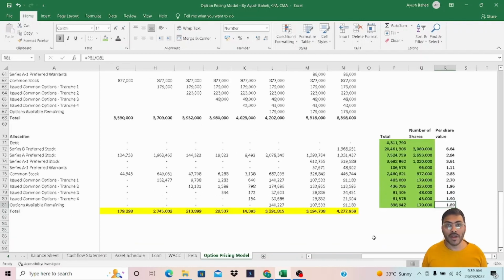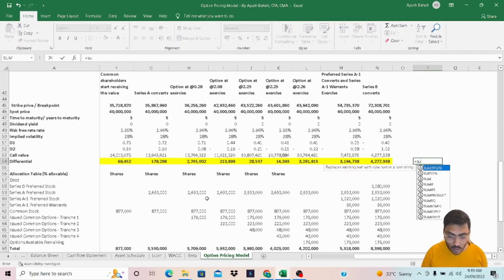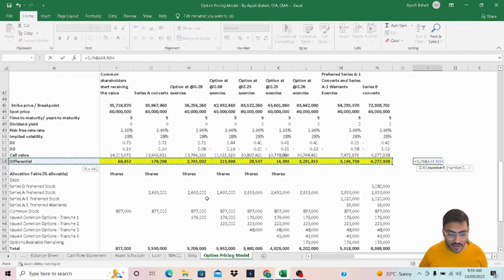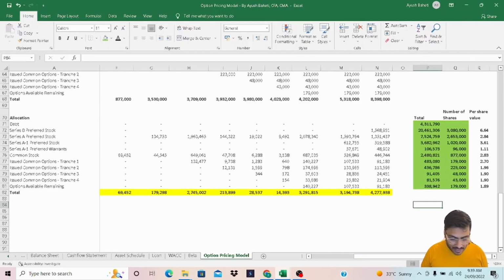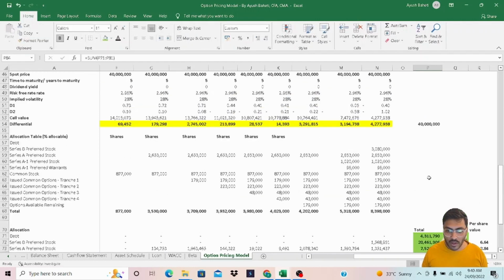Before I conclude this topic, one important point for you to note. So if you go at the top, if you do the total of your differential, this should come equal to the spot price or the enterprise value, which is in our case 40 million, as well as the total of these values should come at 40 million. So the total over here and the total of the differential, if it is matching with the spot price, then you're good to go.